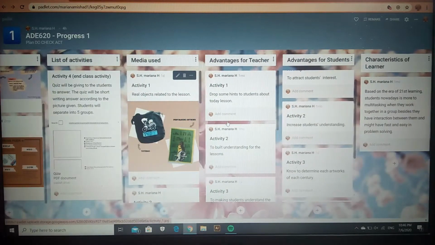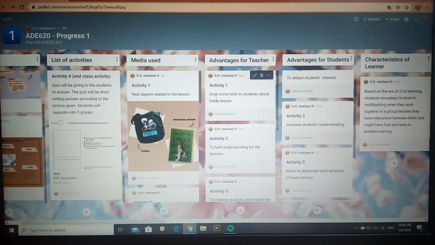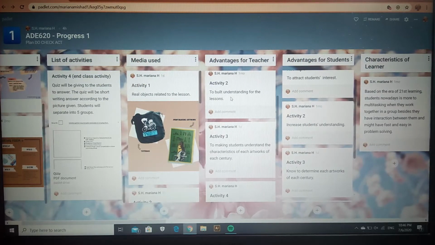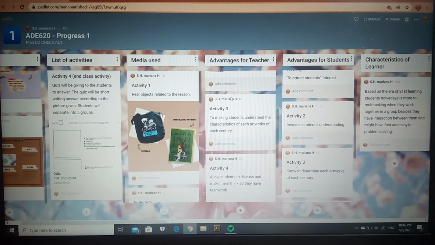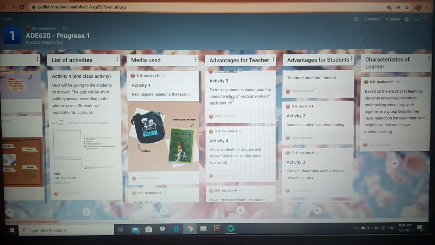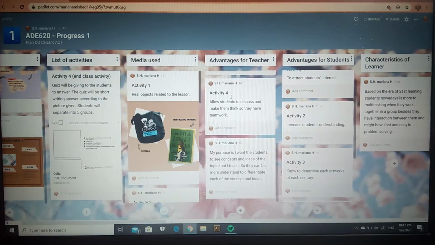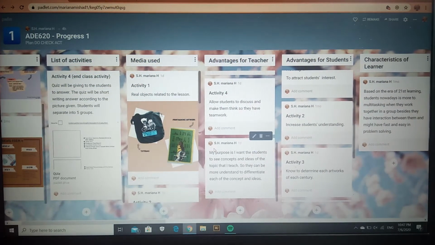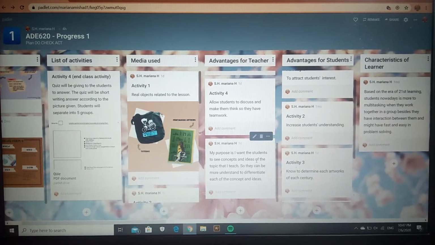Next, I will talk about the advantages for the teacher. For activity 1, the advantage is to drop some hints to students about the lesson. Second, activity 2, to build understanding of the lesson. And activity 3, to make students understand the characteristics of the artwork of each century. And activity 4 allows students to discuss and think, so they have teamwork. My purpose is that I want the student to see concepts and ideas for the topic that I teach, so they can better differentiate each of the concepts and ideas.